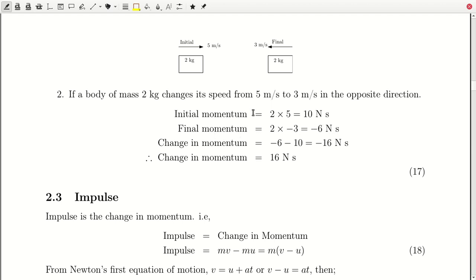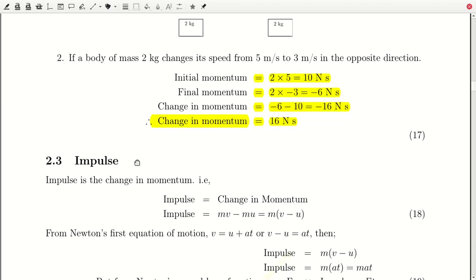So change in momentum, as we said before, is final momentum minus initial momentum. So negative 6 minus 10 gives us negative 16 newton seconds. But we just simply needed the change, so we can just check the magnitude of what we have got. Simply we take the magnitude, which will end up being 16 newton seconds.